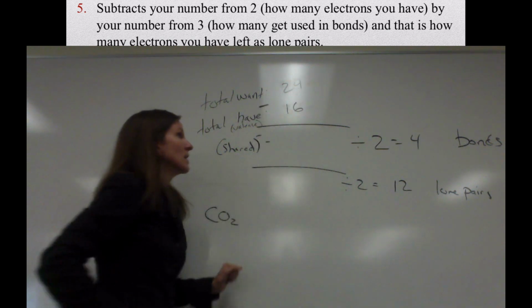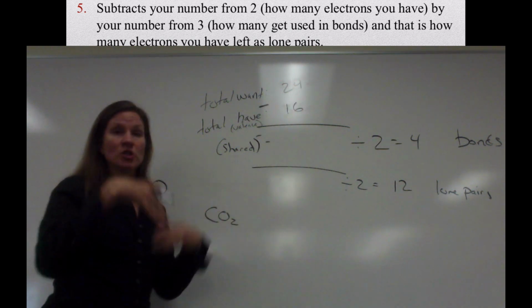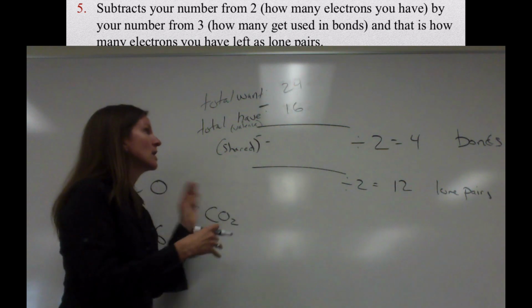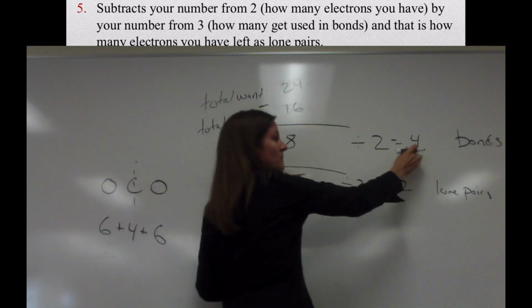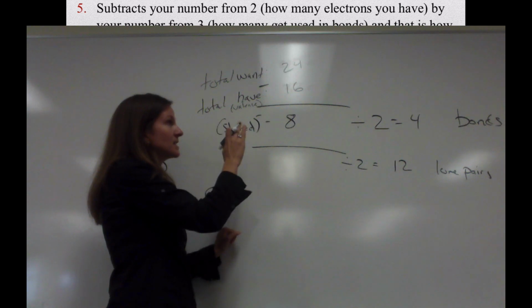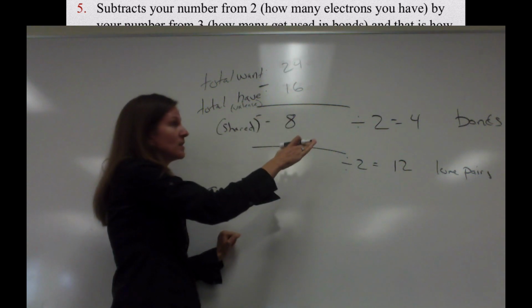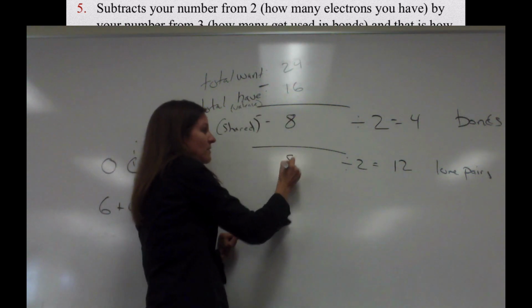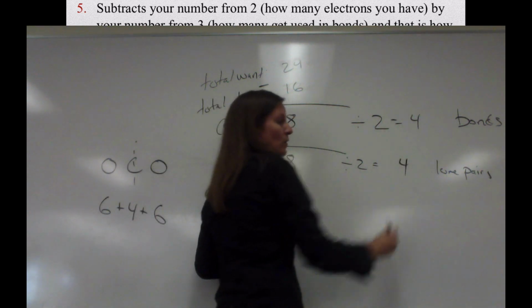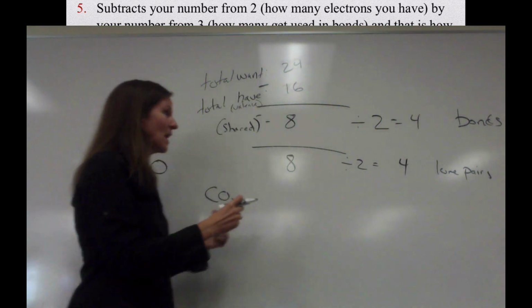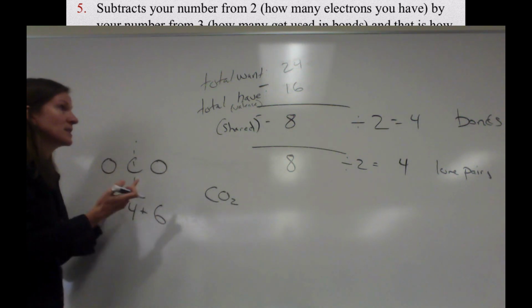If I subtract those two, I'll find out how many I have to share. So 24 minus 16 means I have to share 8, which means I'm going to end up needing 4 bonds. 8 of my 16 are used in bonds. So 16 minus 8 means I have 8 left over for lone pairs, which means I'm going to end up needing 4 lone pairs.